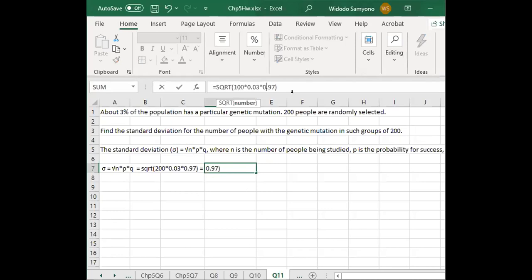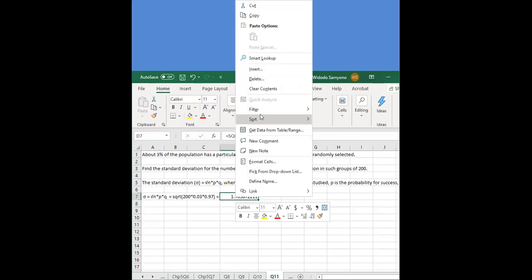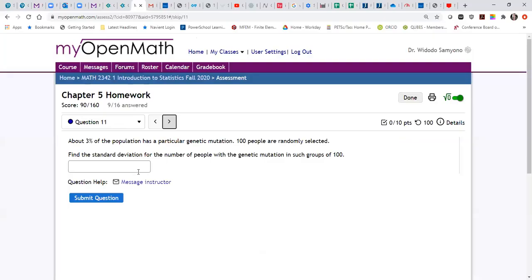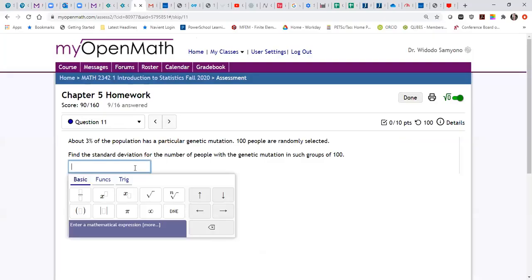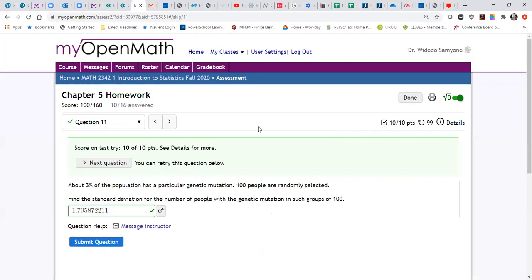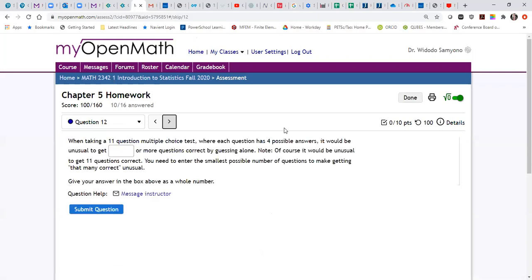Okay. So let's see what is the answer. So this will be the answer. Okay. And you can copy and then paste it to your answer. Yes, okay. What is the next one?